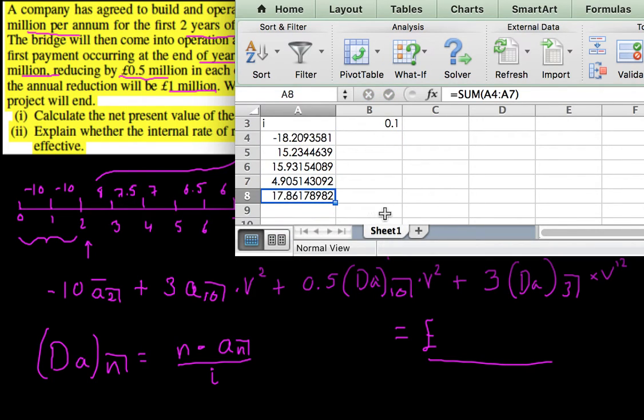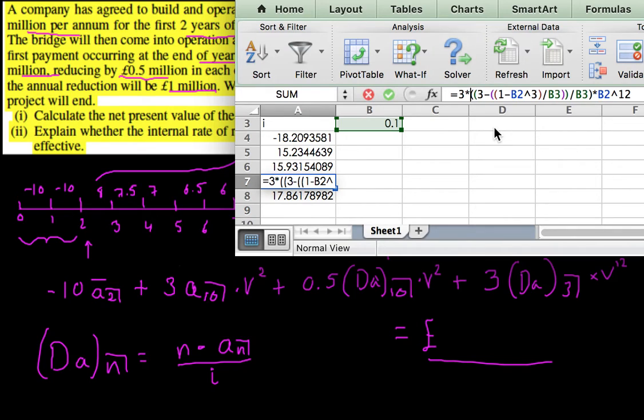And the answer is 17.86. So I'm just wondering if there's anything going wrong over here. So everything looks to be okay, but there's something wrong in this one.